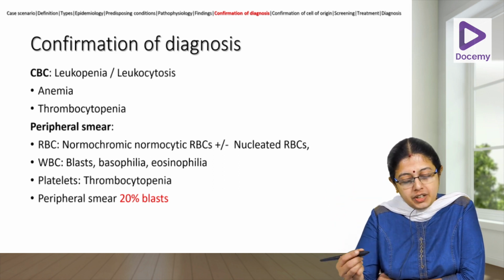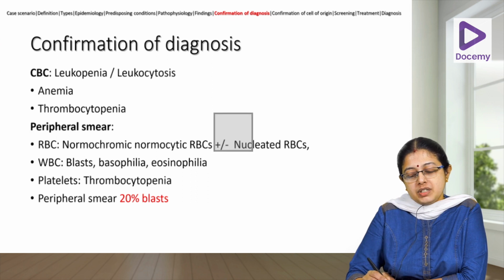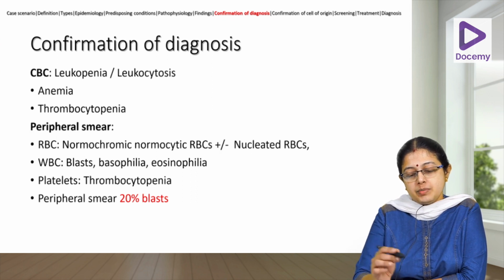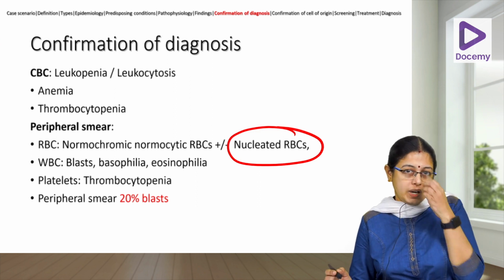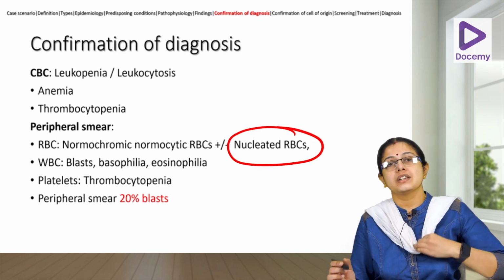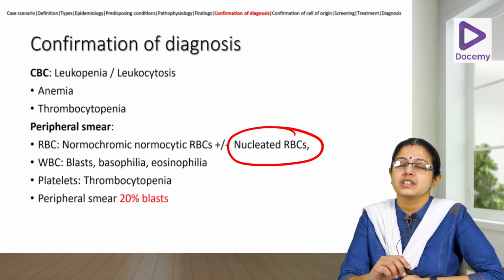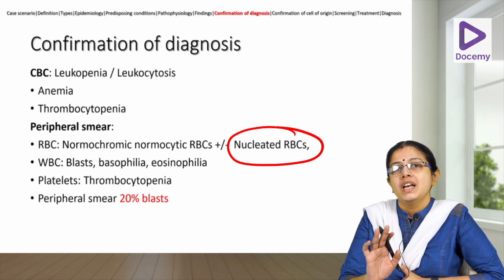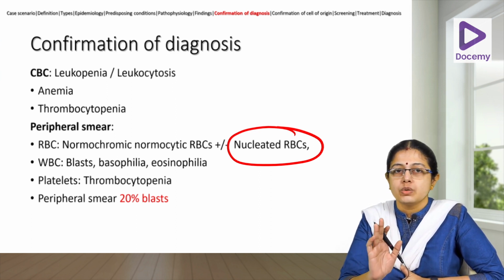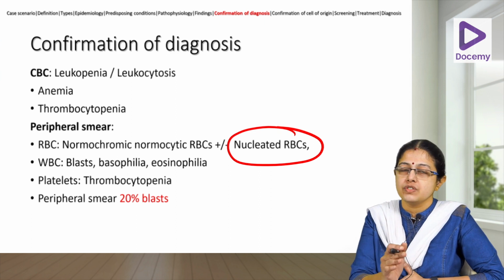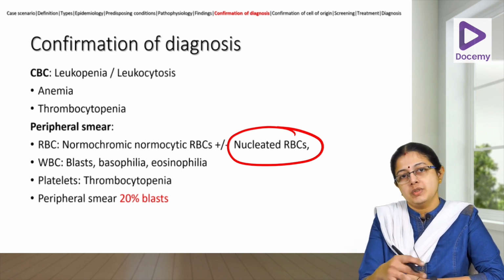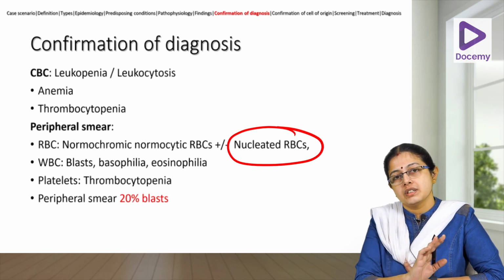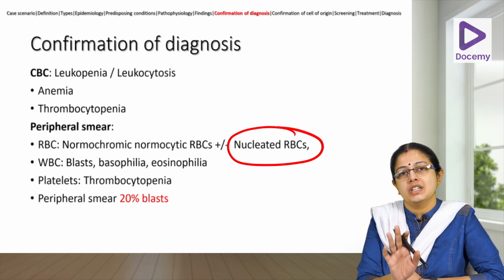Now, when you look at the peripheral smear, presence of nucleated RBCs, the NRBC, in the peripheral smear in any patient who has a vague presentation should alert you that there is some strain coming to the bone marrow, and this person's bone marrow test has to be performed to confirm what is causing the strain on the bone marrow. It could be a leukemia, it could be something else. Nucleated RBCs are not normal in a peripheral smear.